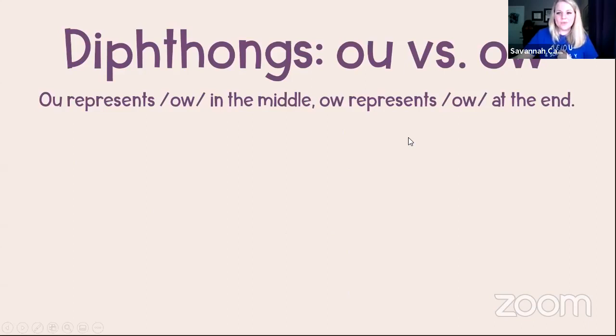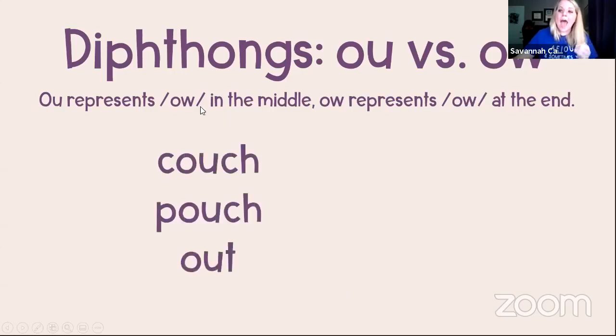Diphthongs, OU versus OW. OU represents ow in the middle. OW represents ow at the end. Once again, we're going back to words in English do not end in I, U, J, or V. So, ouch, that's perfect for in the middle of a word, but we have to figure something else out for the end of a word.